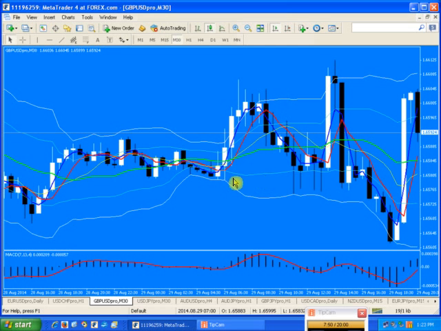If you rode this blue line, you just wait until this blue line crosses this red line again. You would have gotten out about here, which would have been the same as being in the market for an hour and a half. But that's how you look for trades.